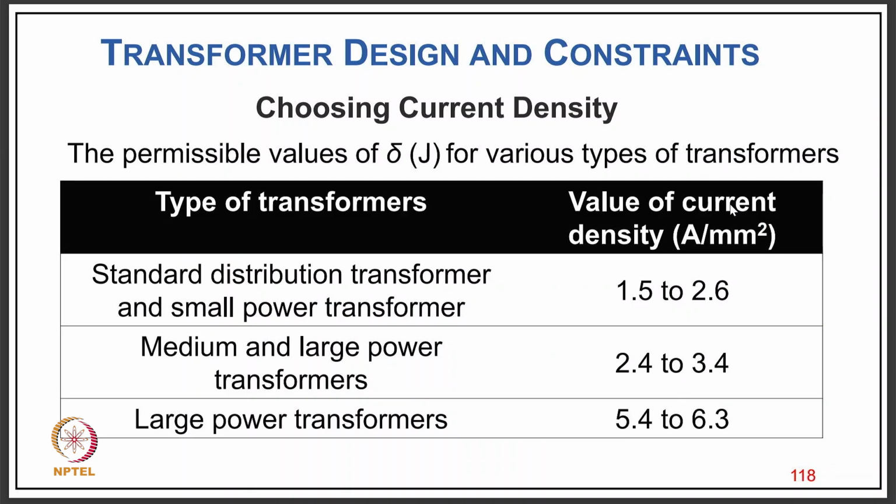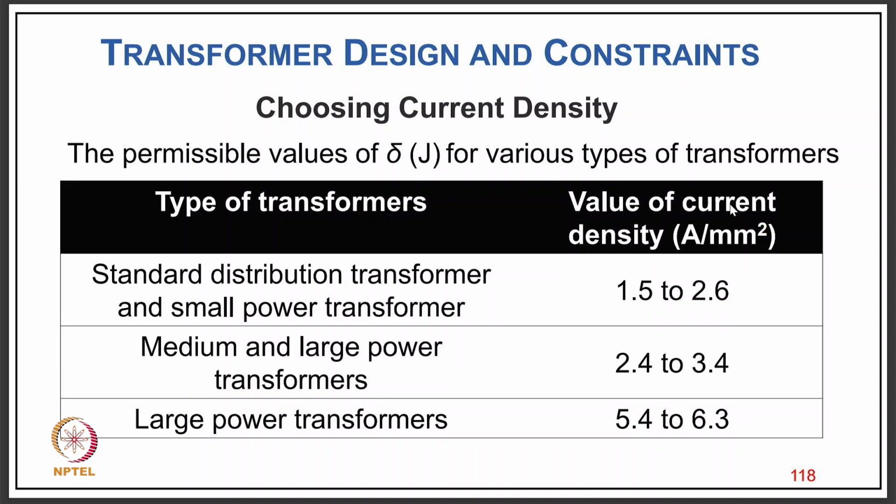So the permissible value of current density, that we call either J or sigma, varies for various types of transformer. For standard distribution and small power transformers, the current density we take is about 1.5 to 2.6 ampere per millimeter square, considering natural or air cooling. For medium and large transformers, the current density is of the order of 2.4 to 3.4 ampere per millimeter square, and large power transformers, which go with better cooling, use 5.4 to 6.3 ampere per millimeter square. But these are the typical guidelines.